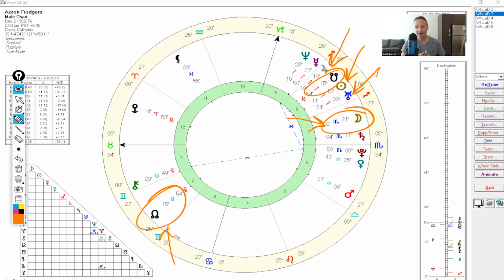How do I make a living? How do I build my sense of self? Is through communicating my own belief system, second house. How I feel, second house. When I score a touchdown against the Bears, I'm going to let them know about it. North Node, Gemini, second house, right?